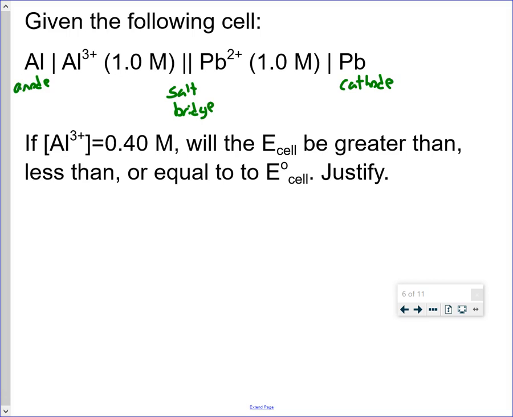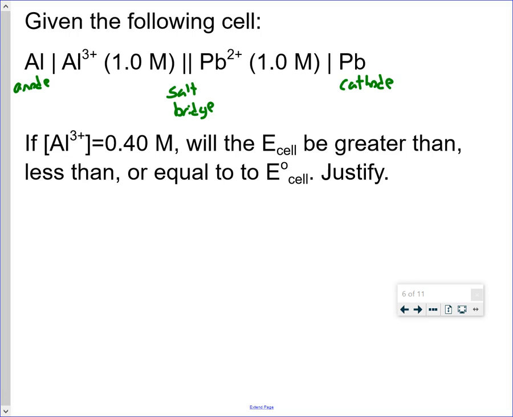Okay? So, if we have a concentration of aluminum 3 plus equal to 0.4 molar instead of the 1 molar up above, will our new value of the cell potential be greater than, less than, or equal to the original standard cell potential? Okay, so again, in reality, this is a Le Chatelier's principle problem. We're going to change the concentration of one of our reactants or products. Which way does it shift, and how does that affect the value of the potential for this reaction?